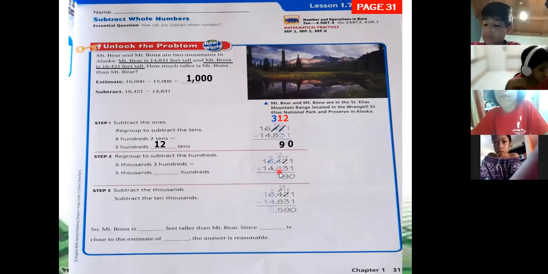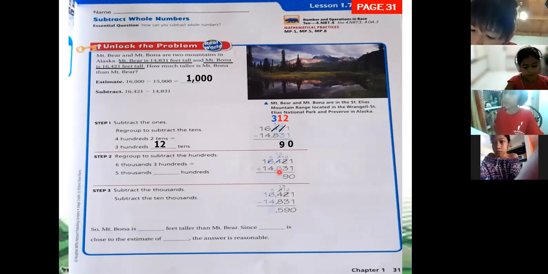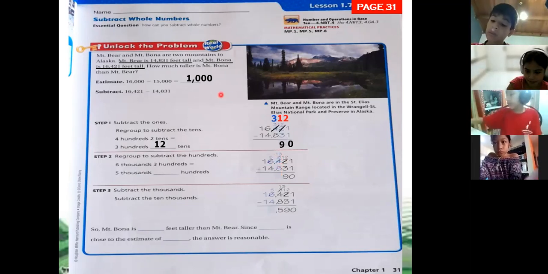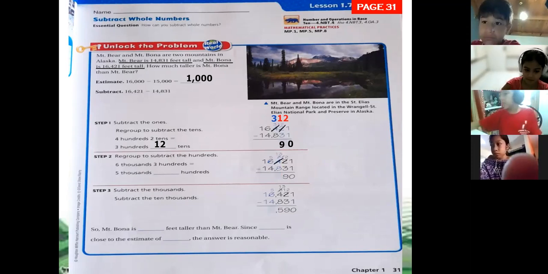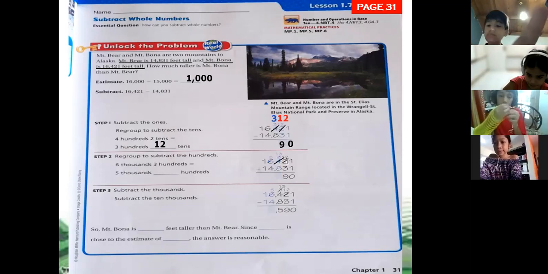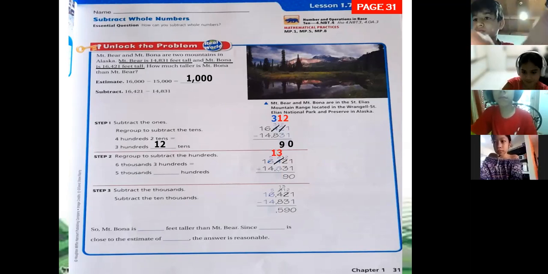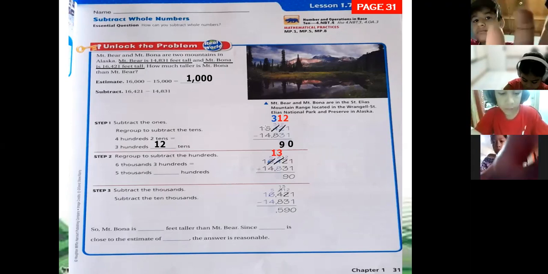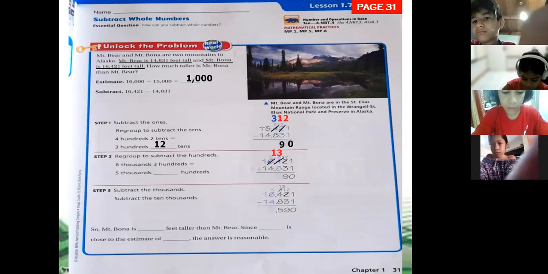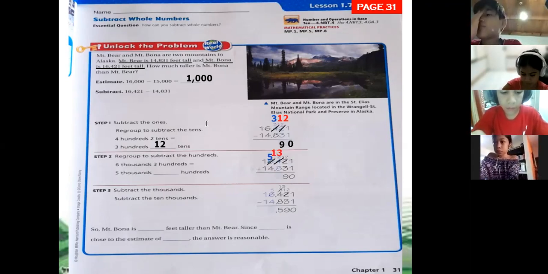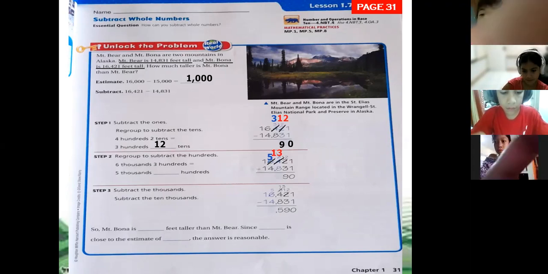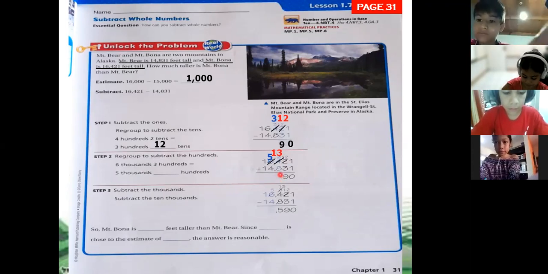We have the hundreds, it's no more 4, it's 3. 3 minus 8, can we subtract 3 minus 8? No, we cannot. So what do we need to do? Take from the next number, that's right. So the 3 is going to become 13. Now we have 13. And the number 6, which number is it going to become? 5. That's right, 6 is going to become 5. I'm going to write 5 here in another corner. Now we have to subtract the hundreds: 13 minus 8.